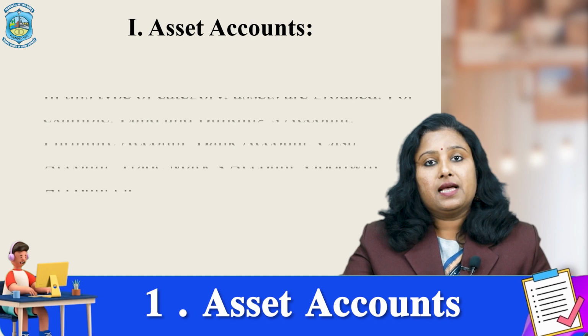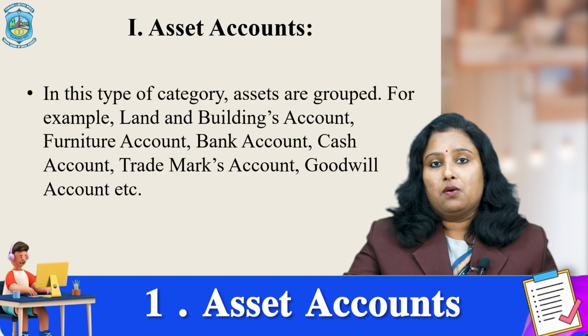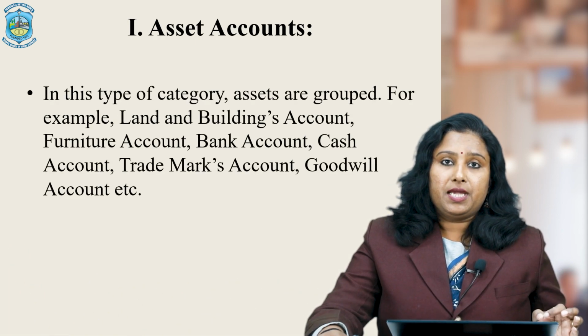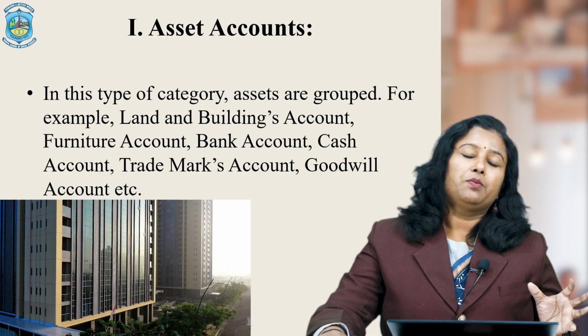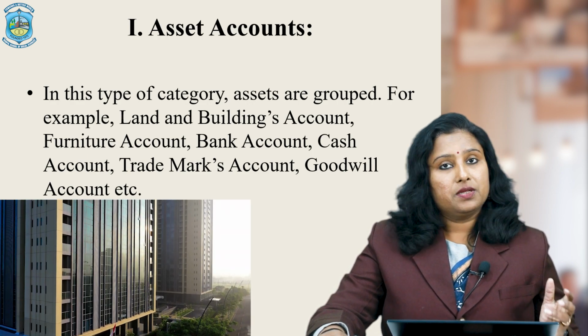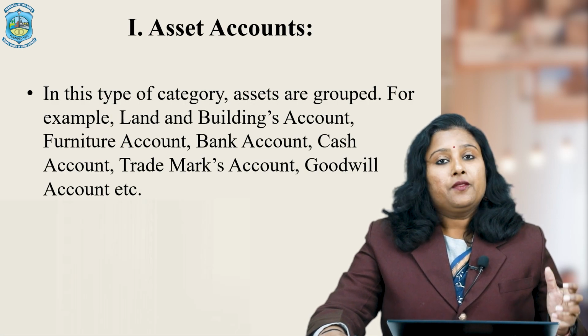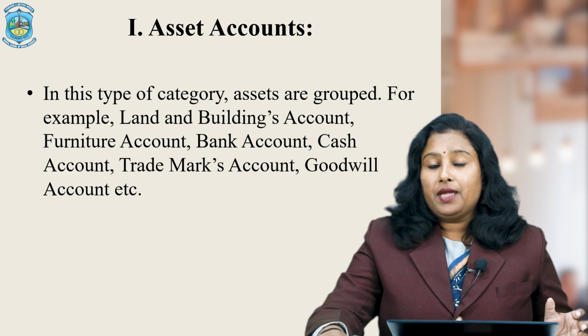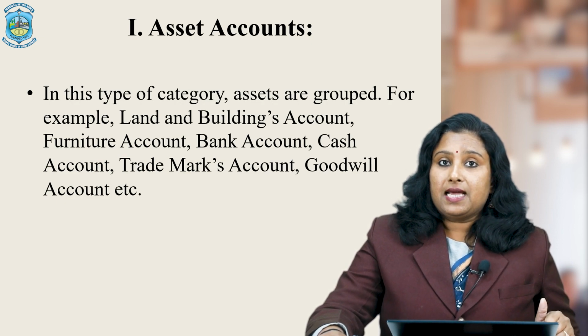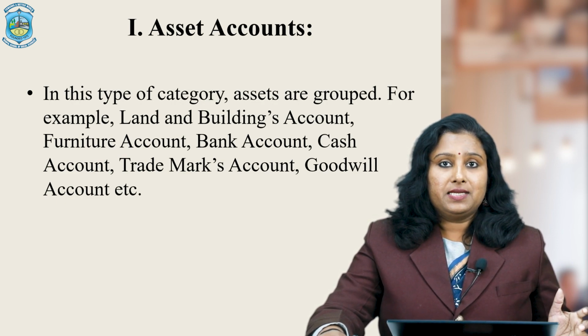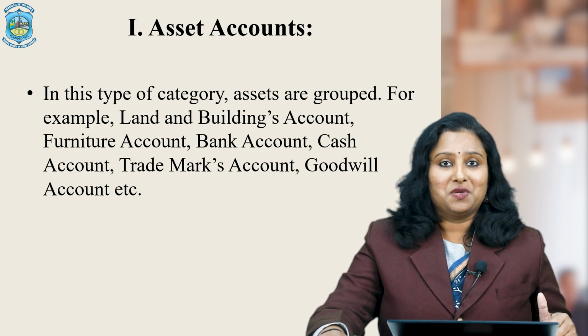The first one is the asset account. Under the asset account, we consider all the property of a business enterprise. The properties can be fixed assets or current assets. The fixed assets are land and building, furniture, plant and machinery. There can be intangible fixed assets as well, like patents and copyrights, as we discussed earlier in the previous video.